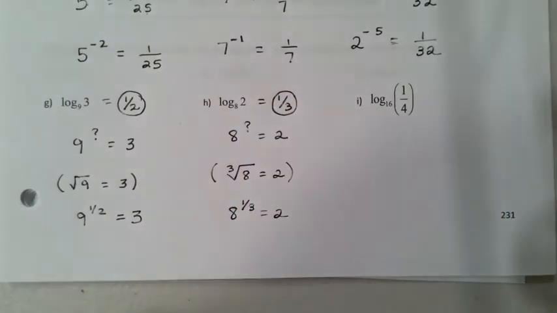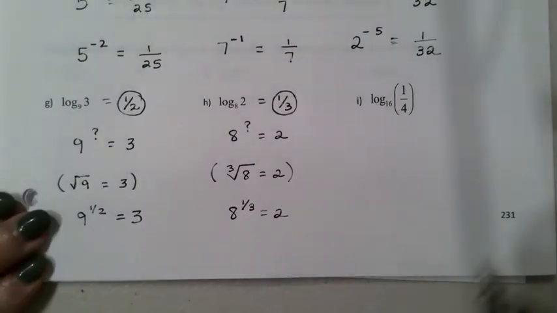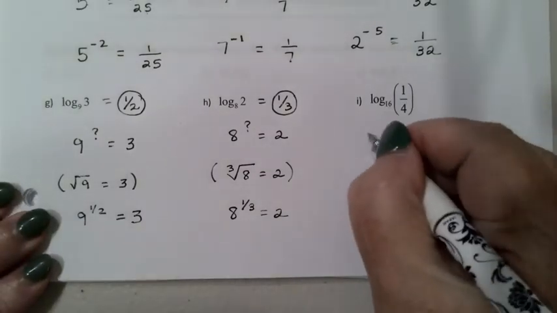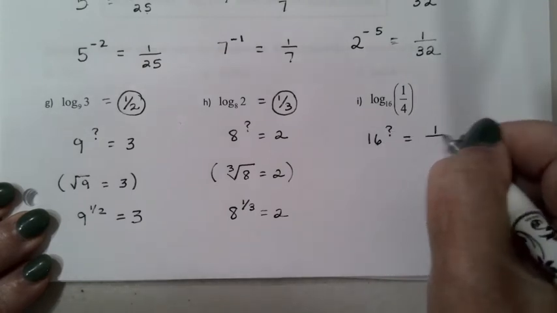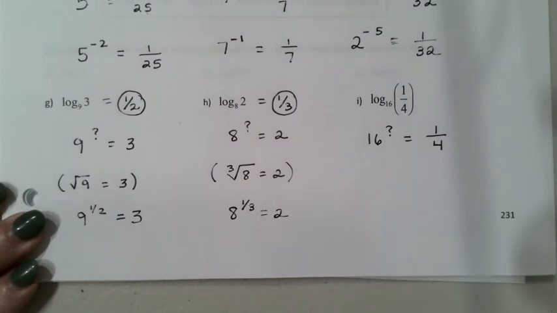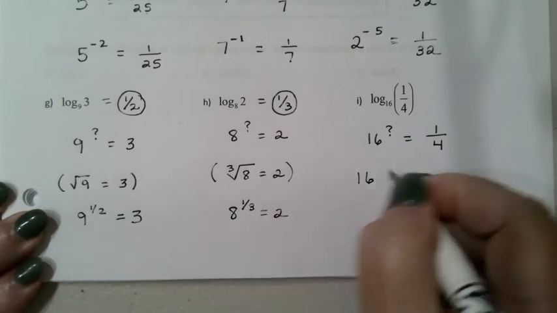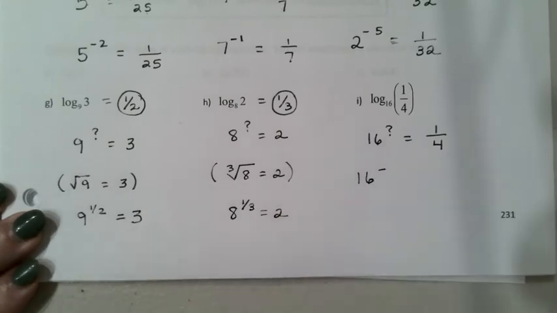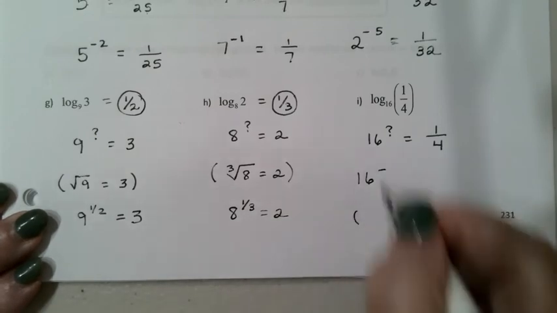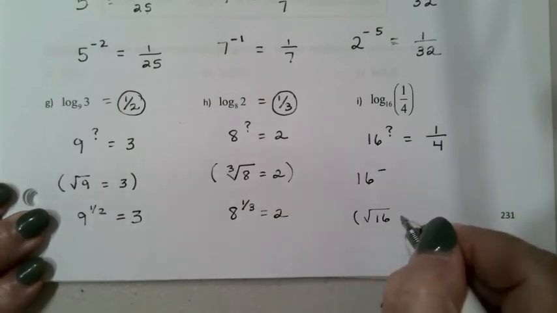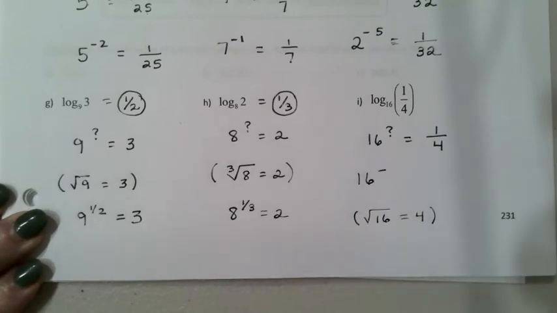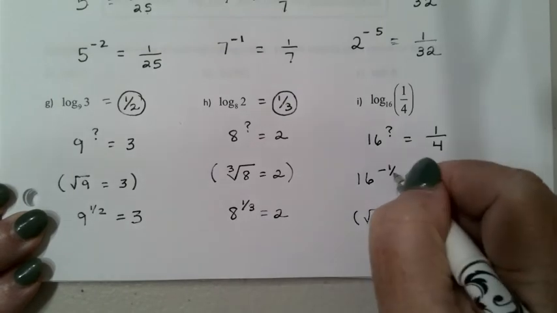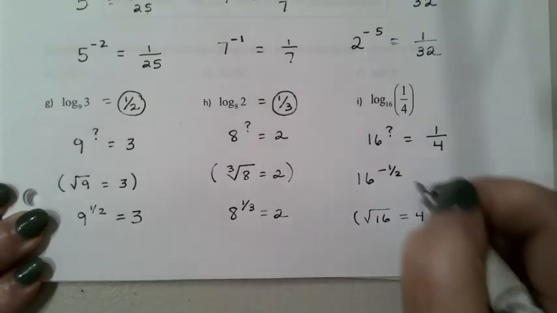All right, this last one combines a couple of ideas. Let's see. I have 16 as my base. I need to know what power it would take to turn that into a 1/4. Now, first of all, to put it in the denominator, it's going to have to be a negative exponent. But then I'm also thinking it's the square root of 16 that gives me 4. And again, square root is a 1/2 power. So I'm thinking I could go with negative 1/2.